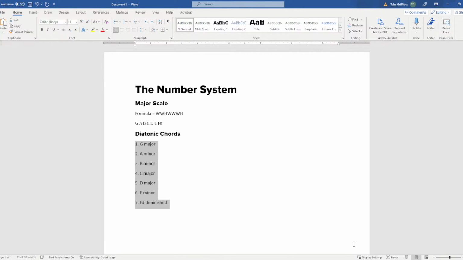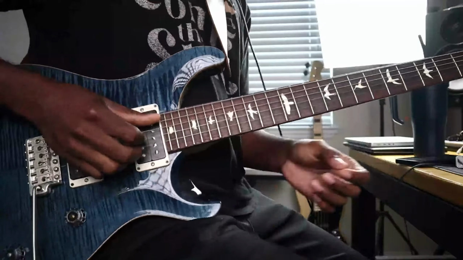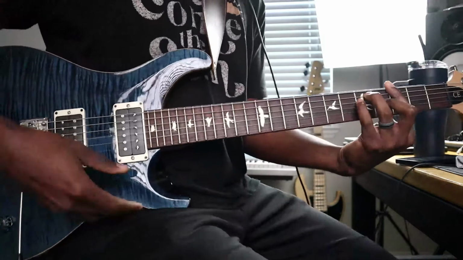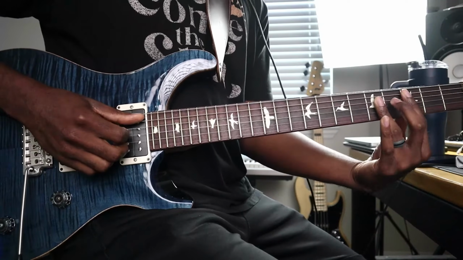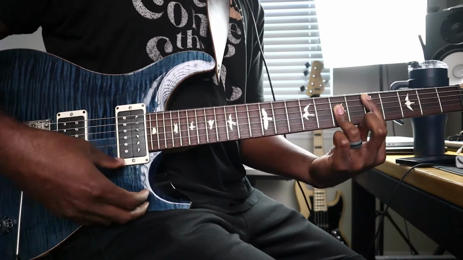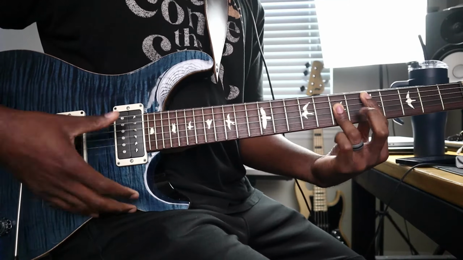If we're talking about playing a song in the key of G major, these are the chords that we would expect to see. And now if we were doing a progression in the key of G major, let's say we wanted to do G major, then C major, and then D major. All right, that's our progression.